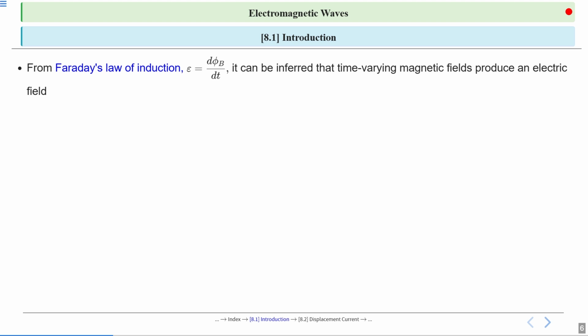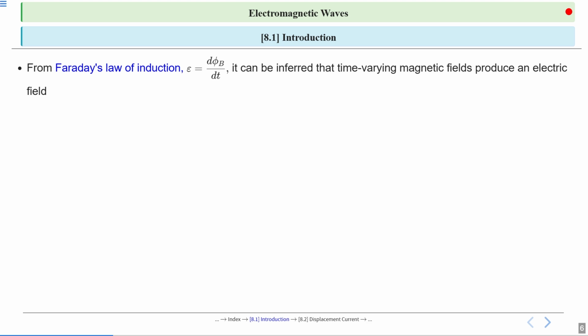From Faraday's law, we have discussed Faraday's law in electromagnetic induction. There we discussed that according to Faraday's law, EMF induced is equal to d phi B upon dt, the rate of change of magnetic flux with respect to time. We have taken only the magnitude. Faraday only gave the magnitude of EMF induced, and the direction or polarity of EMF induced was given by Lenz's law. Collectively it was called Faraday-Lenz law: epsilon equal to minus d phi B upon dt.